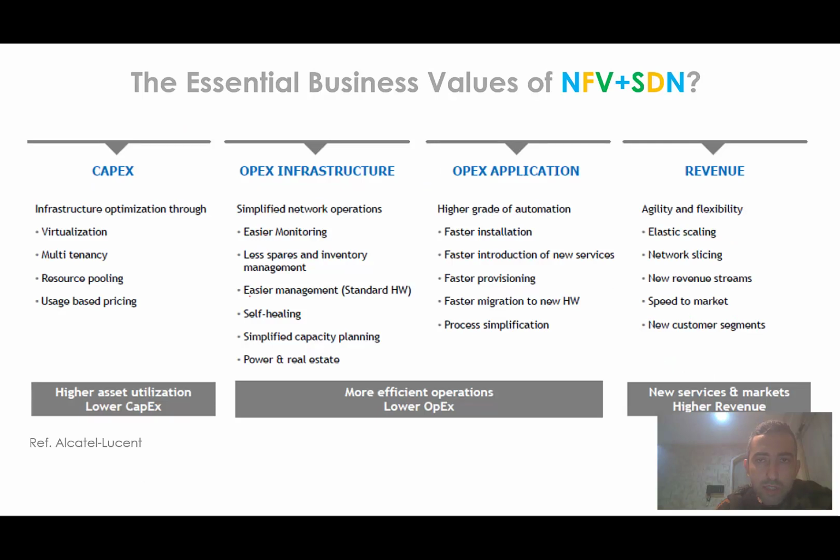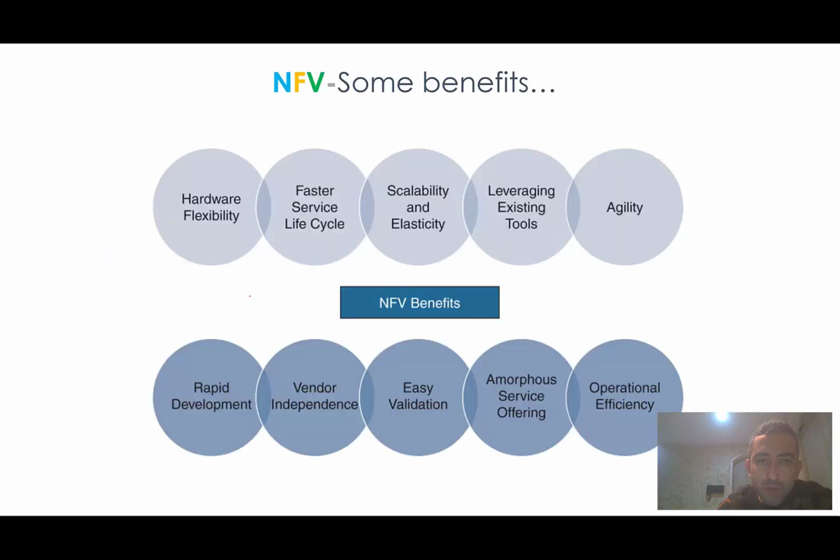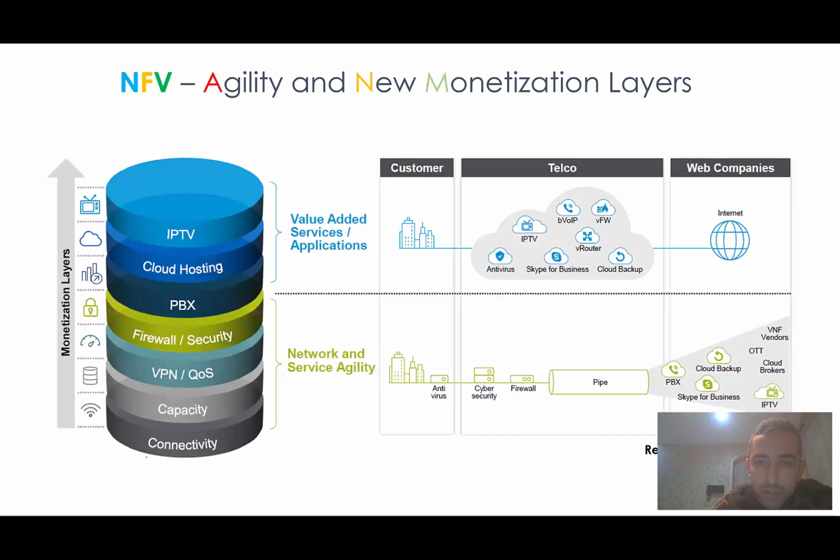So the essential business value of SDN and NFV is reducing the CapEx, OpEx infrastructure, OpEx application, and revenue. So we can also see some other benefits: hardware flexibility, faster service lifecycle, scalability, leveraging existing tools, agility, operational efficiency, premium service offering, easy validation, vendor independence, and rapid development.